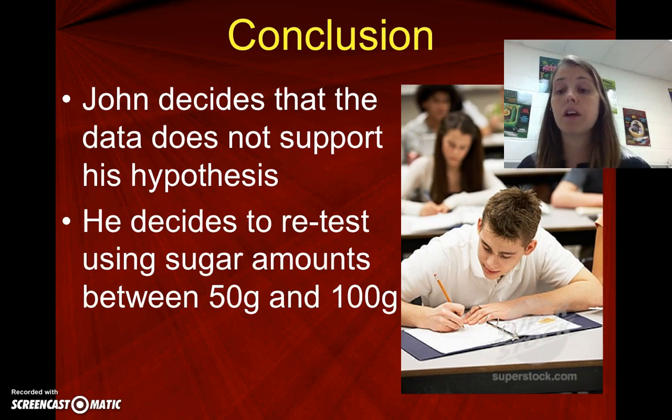So he's going to form a conclusion, and his conclusion is going to be that his data did not support his hypothesis, which, if you remember, was that the more sugar that you add, the bigger the bread will get. And because of that, he knows that's not true. He did his experiment. He saw that 50 grams works the best, and 100 grams was in second place, but the 250 grams and the 500 grams did not work nearly as well, and the amounts under 50 did not work nearly as well. So it did not support his hypothesis.